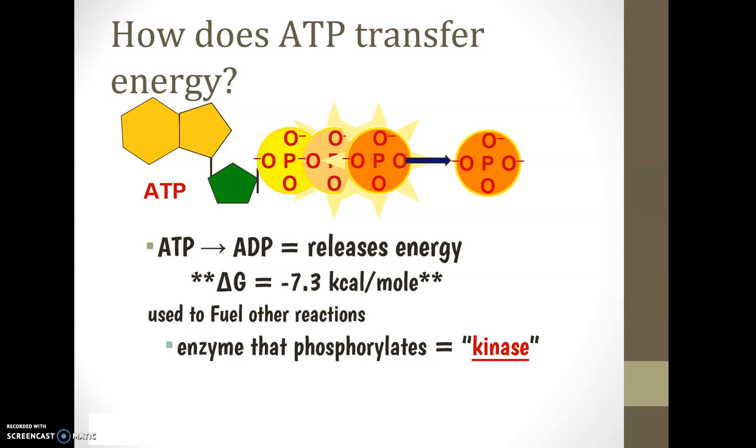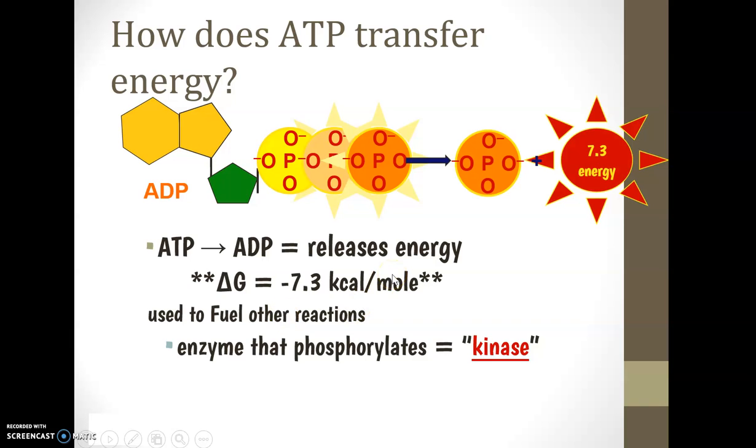Now, the enzyme that phosphorylates. Remember, an enzyme is something that helps speed up our chemical reaction. One that phosphorylates, meaning breaks apart the phosphate, is called a kinase. Okay, so our kinases are going to be extremely helpful in these chemical reactions.